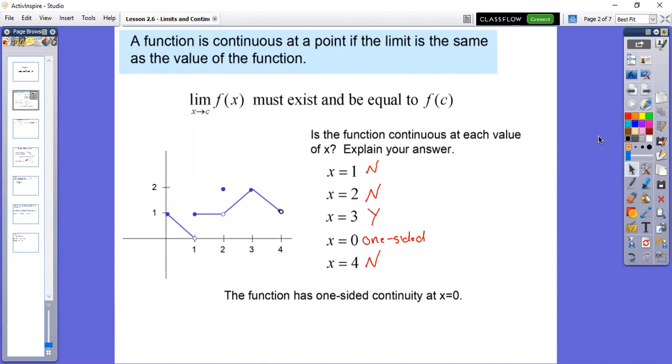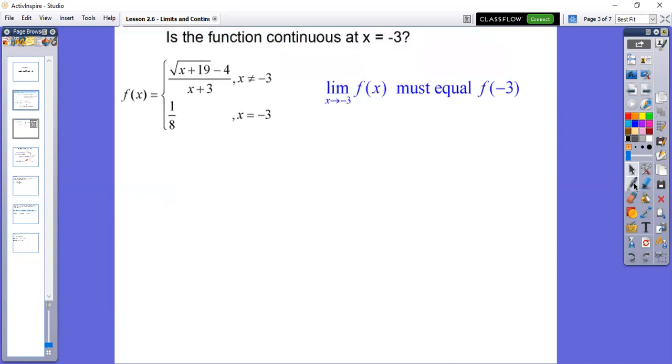So if you're ever trying to prove continuity, if a problem says prove that the function is continuous at this point, what it means is prove that the limit is equal to the value of the function. So here's an example of that. This is asking, is the function continuous at x equals -3? So in order for this function to be continuous, the limit as x approaches -3 of f of x must equal f of -3. f of -3 is easy. Based on this function, f of -3 is 1/8. So I want to prove that this limit is also equal to 1/8.